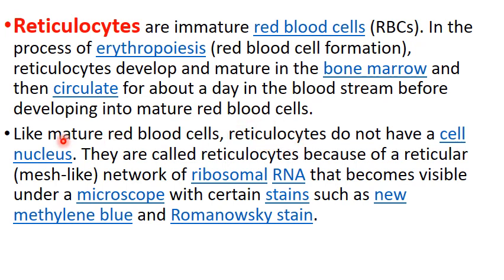It is like a mature red blood cell. It does not have a cell nucleus, but it has a mesh-like network of ribosomal RNA, so it appears dot-like. This network of ribosomal RNA can be visualized by microscope when we stain the blood film with a certain stain such as new methylene blue and Romanowsky stain.